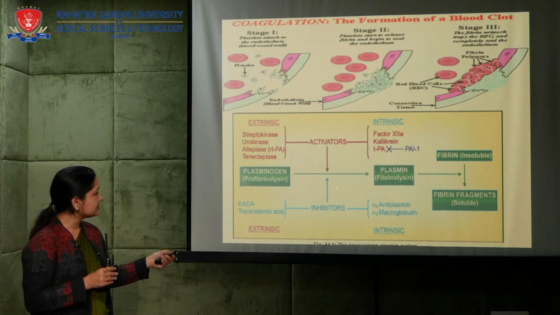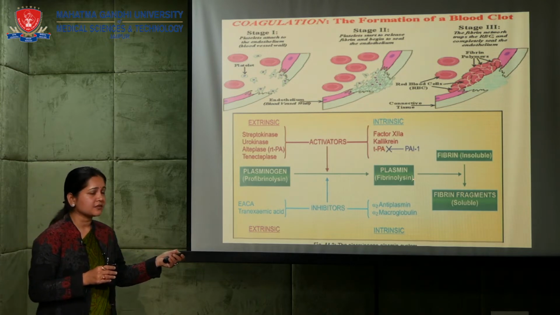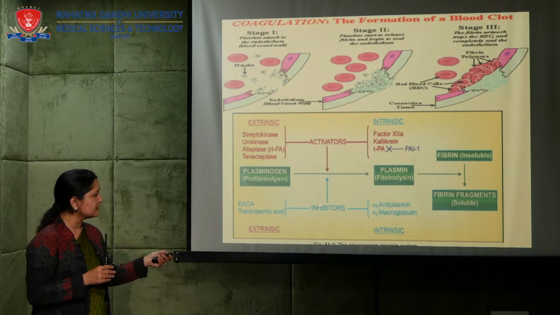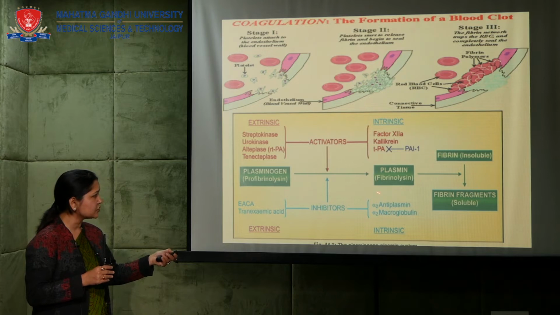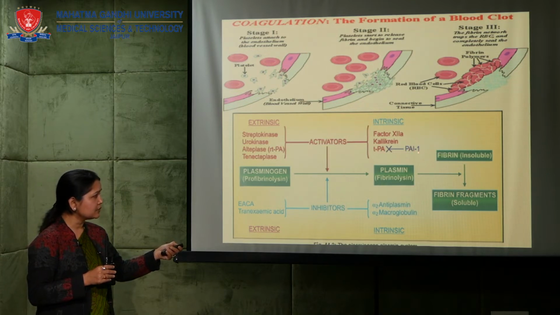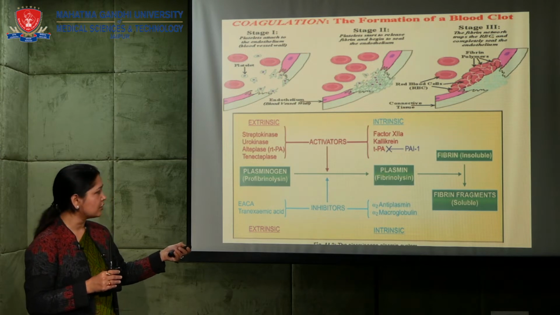Now normally what happens is the tissue plasminogen activator converts the plasminogen to plasmin. These drugs work similarly by the same mechanism as tissue plasminogen activator, converting plasminogen to plasmin, and whatever extra plasmin is there gets neutralized by antiplasmin or alpha 2 macroglobulin, which are inhibitors of plasmin, or there is an inhibitor of the tissue plasminogen activator, that is plasminogen activator inhibitor 1. Together they balance and prevent bleeding as well as clot formation.